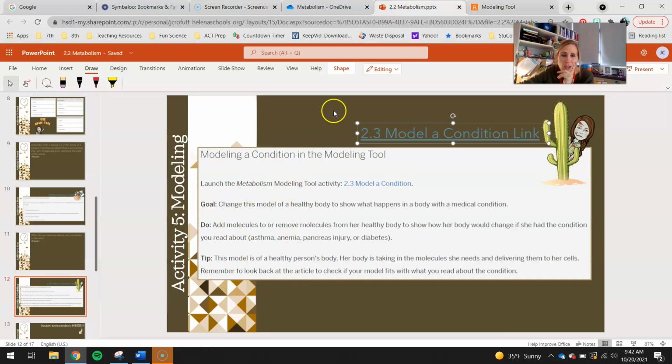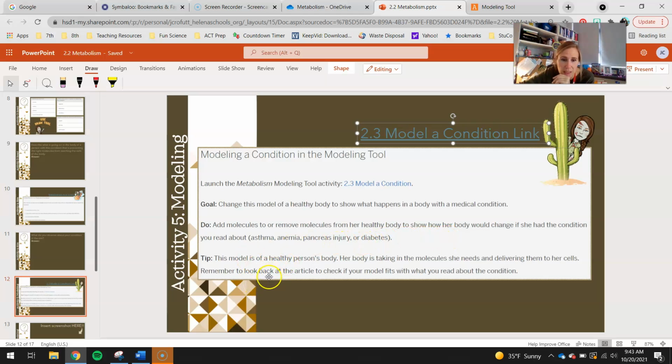Okay, once you guys are done tweaking, you might have more than one little thing to change like I just showed you guys. So make sure you guys are very thorough about what's happening. Okay, and change this model of a healthy body. If you need to add or remove molecules, so you might need to add some as well, from the healthy body to show how Elisa's body would change if she had this condition.